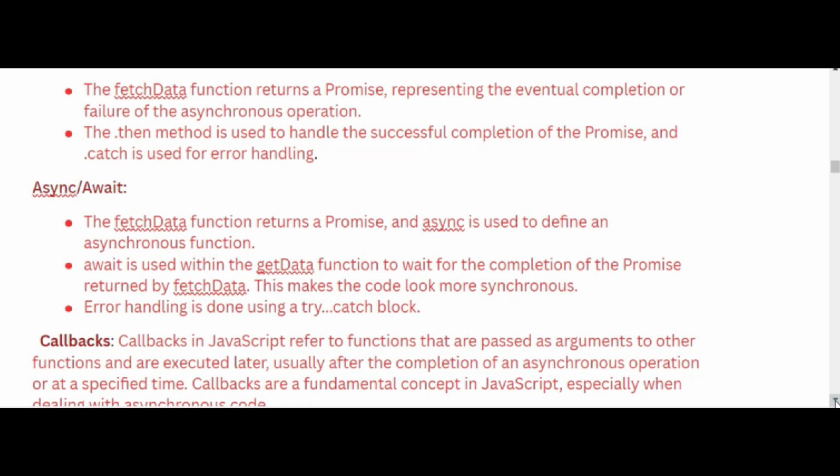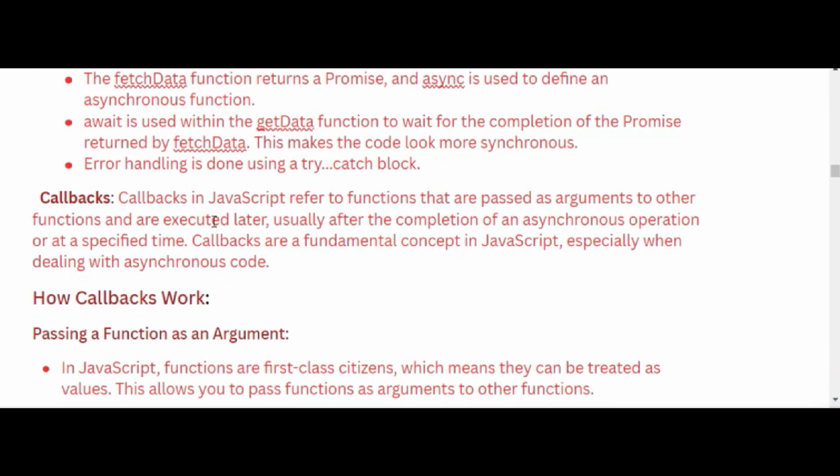So callback. What is a callback? Callbacks in JavaScript refer to functions that are passed as arguments to other functions and are executed later, usually after the completion of an asynchronous operation or at a specific time. Callbacks are a fundamental concept in JavaScript, especially when dealing with the asynchronous code.